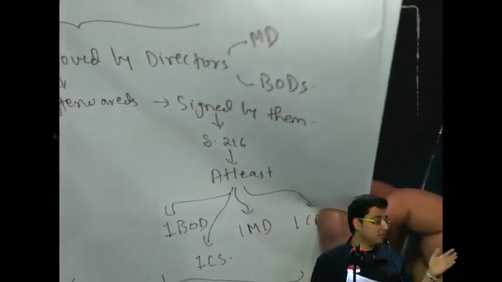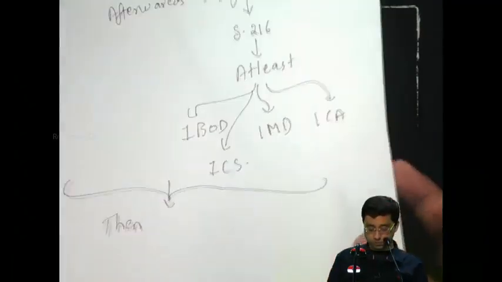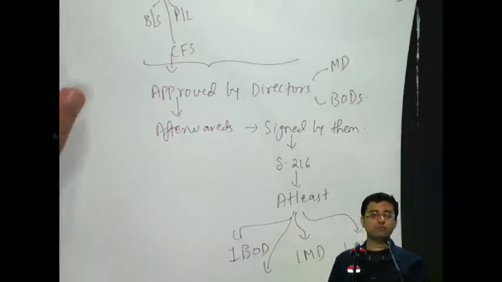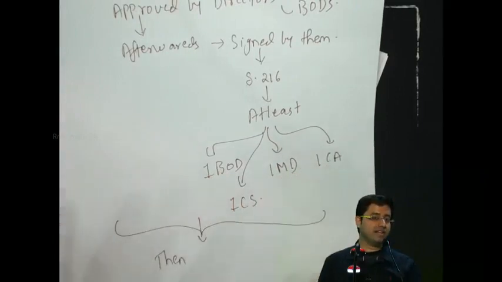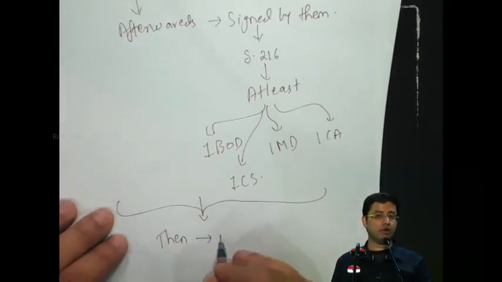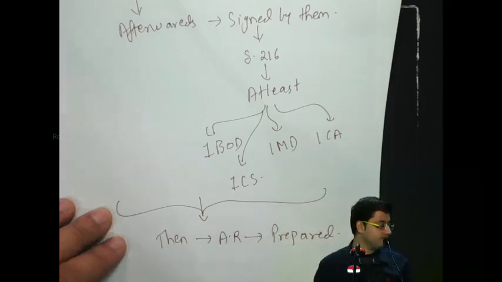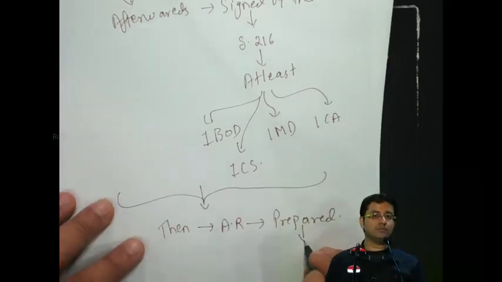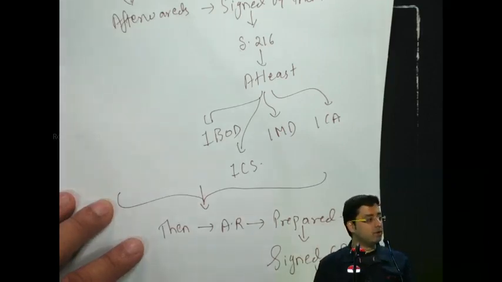Okay, so coming back to the point, pay attention. This is not easy. Unless you have finalized the balance sheet, you will never even come to know how it works. So look here. 1 BOD, 1 CS, MD and 1 CA will sign the balance sheet, and then what will happen? The audit report will be prepared. And once the audit report is prepared, now this audit report needs to be signed by the auditor. That means signed by whom? By the CA. Now the audit report will be signed by the CA.